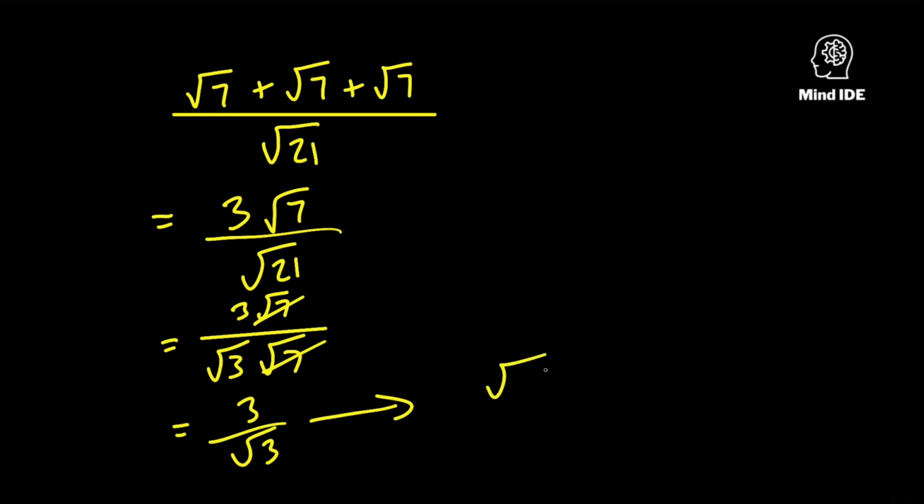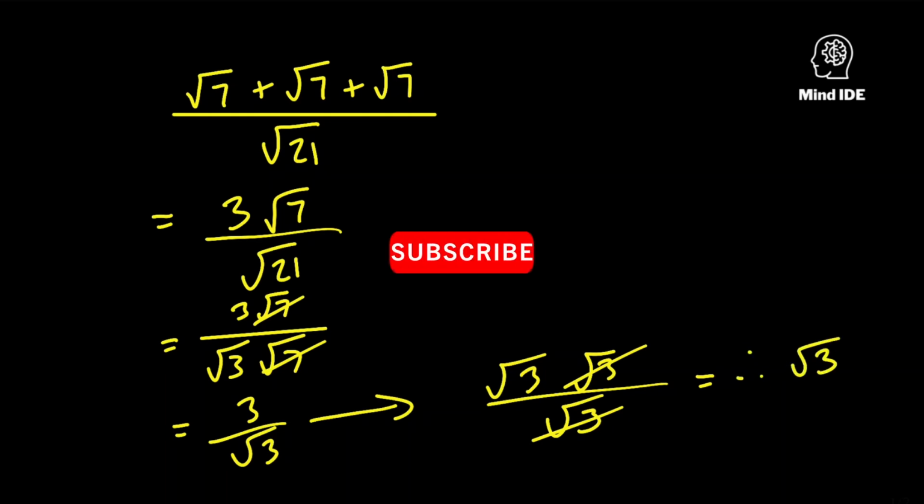So in that case, we can just split this into root 3 times root 3 over root 3, cancel those. So therefore, our final answer is root 3.